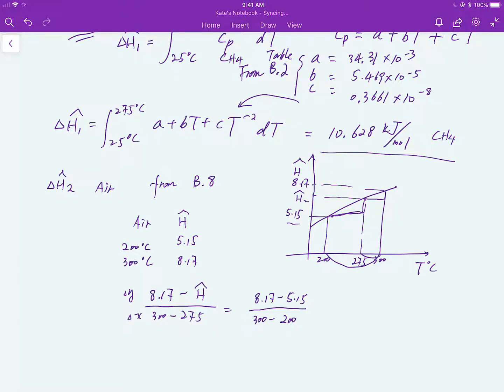Now I only have one variable. I can simply solve that easily. Then I have 7.415, and it has the unit kilojoule per mole. This is for air.